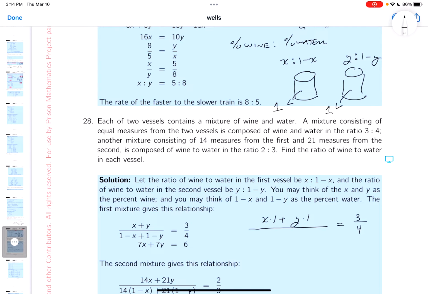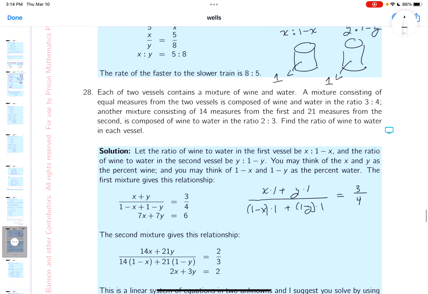Well, in the first container, we're taking 1 unit, but the percent is 1 minus X, and we're taking 1 unit. And the second guy is going to be 1 minus Y, and we're taking 1 unit. That's all we're taking, 1 unit. I don't know what the unit is, but we're taking it. So what do we get? We get something pretty simple, actually. I'll write this down for you. You get X plus Y over 2 minus X minus Y equals 3/4.